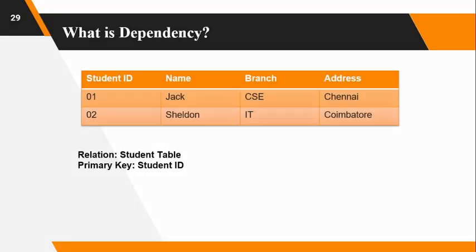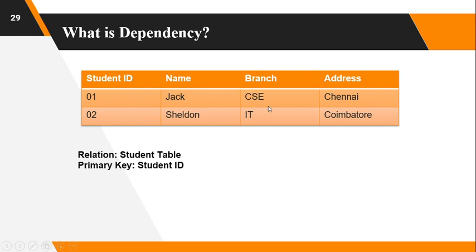Now let's see what is dependency. Consider an example. A relation is nothing but a table. So we have a student table with student ID, name, branch and address. Among these columns, we have chosen the primary key as student ID. A primary key is unique, so it uniquely identifies each record in a table. So here, student ID is the primary key.